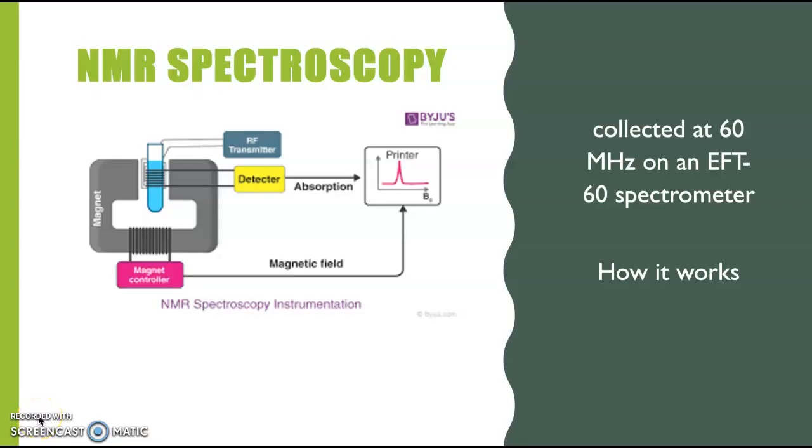NMR spectroscopy is collected at 60 MHz on an EFT60 spectrometer. It works by the sample being introduced to a magnetic field, and then the light is shown through the sample and detected on the other side. The number of peaks on the scan is the number of different environments the hydrogen atoms are in.